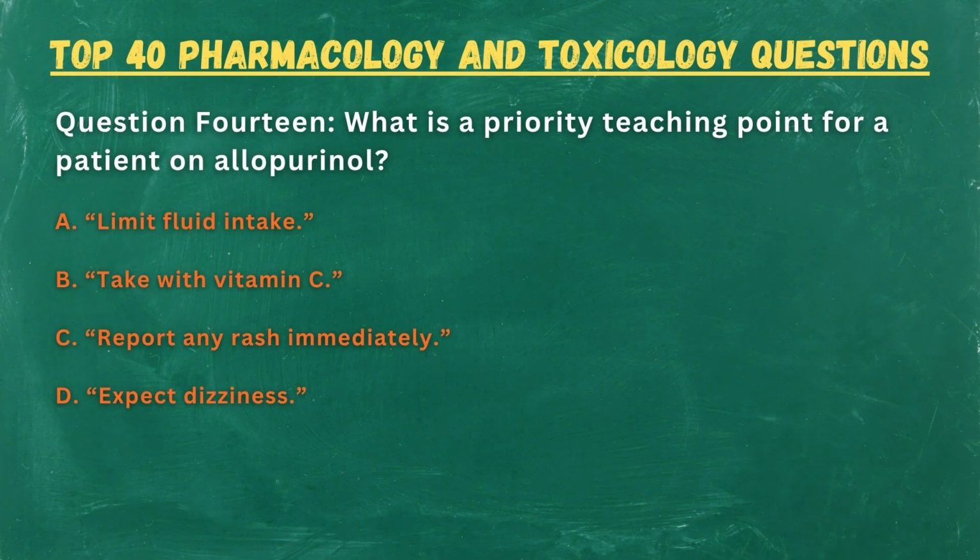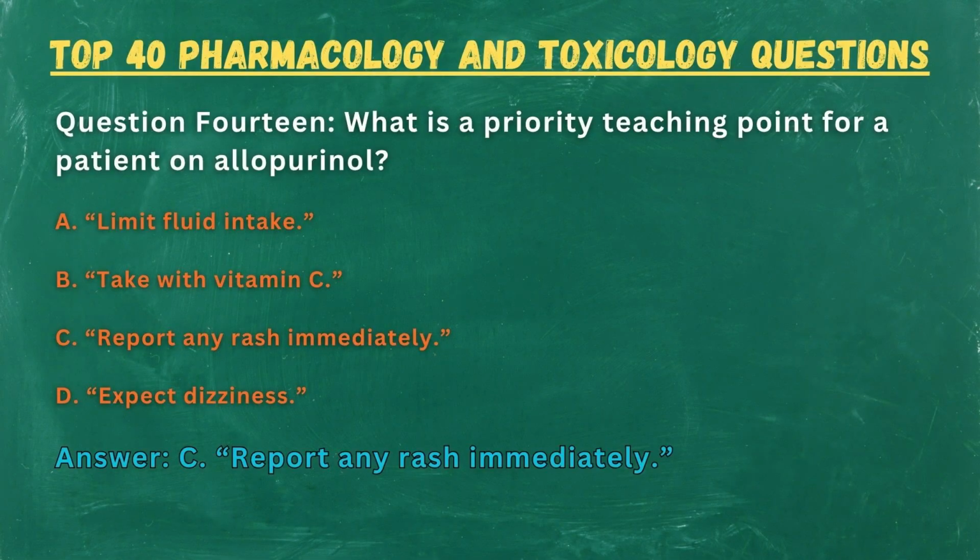Question 14. What is a priority teaching point for a patient on allopurinol? A. Limit fluid intake. B. Take with vitamin C. C. Report any rash immediately. D. Expect dizziness. Answer: C. Report any rash immediately.